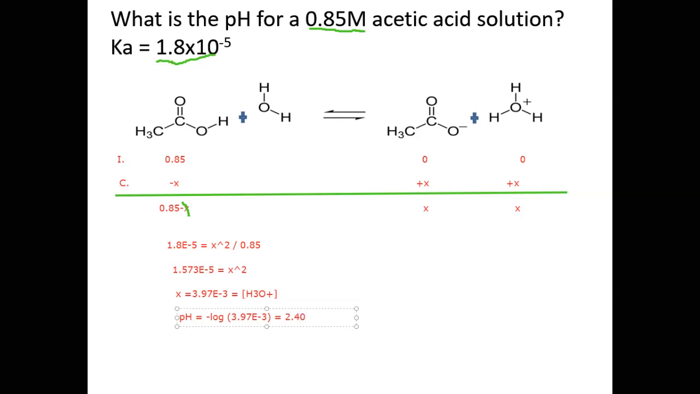And if you take 3.97 e to the negative 3 and divide it by 0.85, you'll see it's less than 5%. It's like 0.46%. So the approximation was justified. And that's how you calculate the pH of a weak acid solution. Unless it's a strong weak acid, 95% of the time you're going to be doing this exact same thing over and over again.